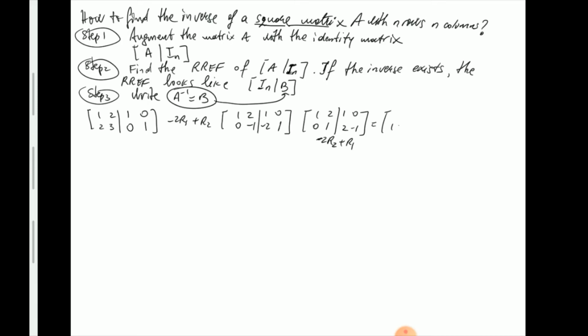0, 1, 0, 1, 2, minus 1. And on the top, 1, 0, 2 times minus 2 is minus 4, plus 1 is minus 3. And then minus 1 times minus 2 plus 0 makes it 2. And then notice that minus 3, 2, 2, minus 1 is what we obtained earlier. So now we finish the algorithm. So that's the reduced row echelon form. And we stop when we have the identity on the left. And whatever is on the right-hand side is going to be the inverse matrix. So A inverse is minus 3, 2, 2, and minus 1.